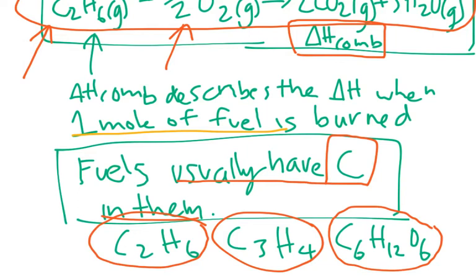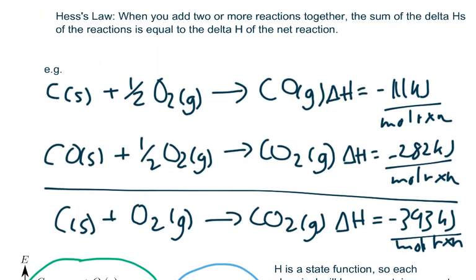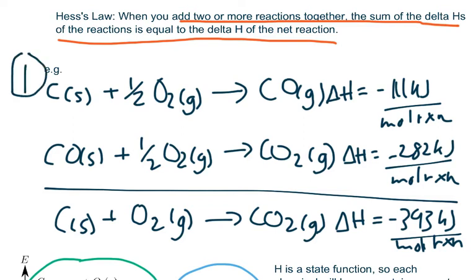So now let's talk about Hess's law. Hess's law states that when you add two or more reactions together, the sum of the delta H's of the reactions is equal to the delta H of the net reaction. So in this example, we have two reactions that we are going to combine, and our goal is to find the net reaction of this. So how would this work exactly?